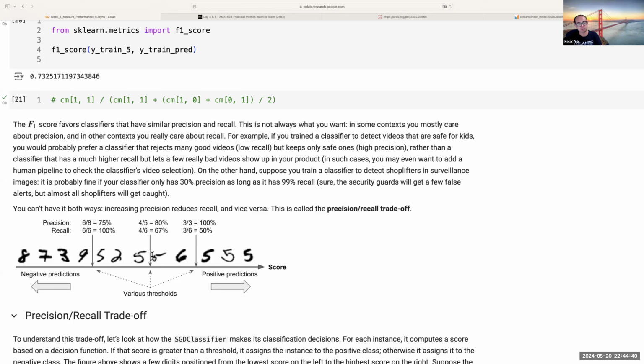For example, if you set the threshold right here, then your precision will be 80%, but your recall is 4 out of 6, which is about 67%. It's basically what we are getting right now. However, if we set the threshold a little bit higher, so that we only give the 5s that we are the most confident about, then at this point my precision will be 100%. However, my recall becomes 3 out of 6, which is 50%.